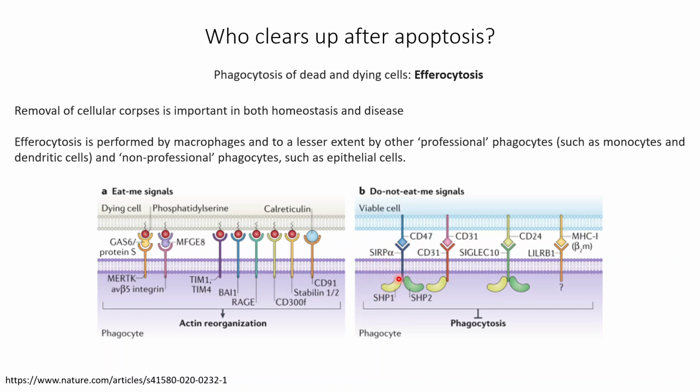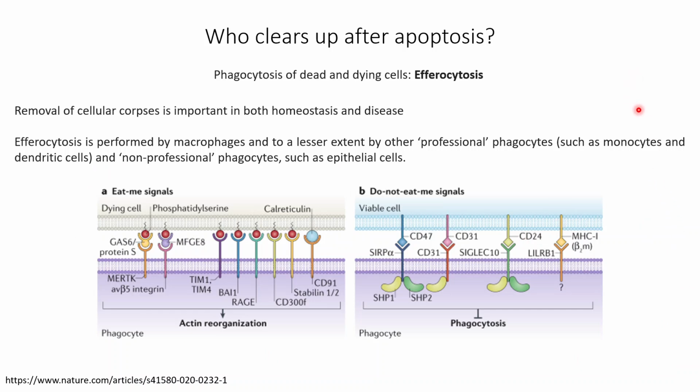So these are inhibitory phosphatases, and they inhibit the phagocytic signaling cascade and the phagocytic process by setting up these different suppression pathways via SHPs. So yeah, some examples are CD47, CD31, CD24, and so on. So I thought that might be interesting for you guys. I hope you found it useful.